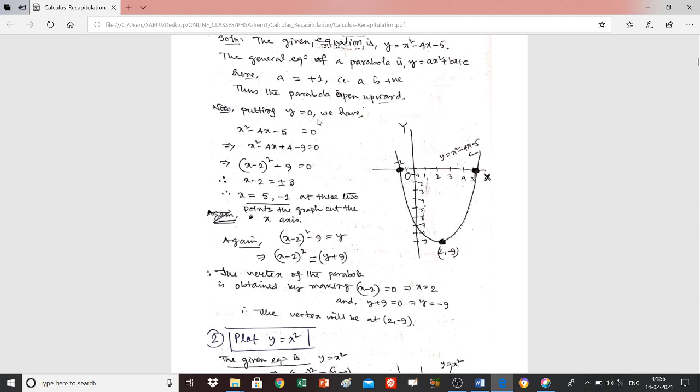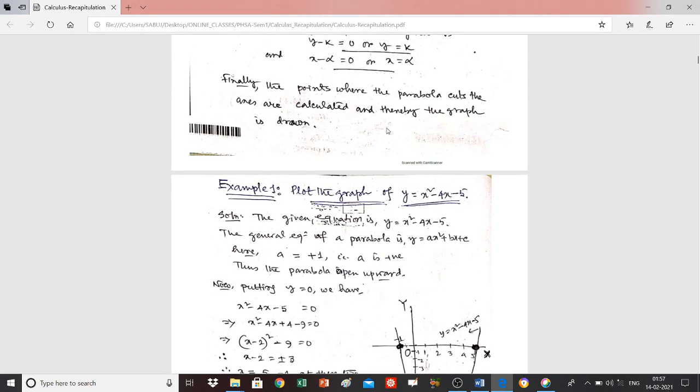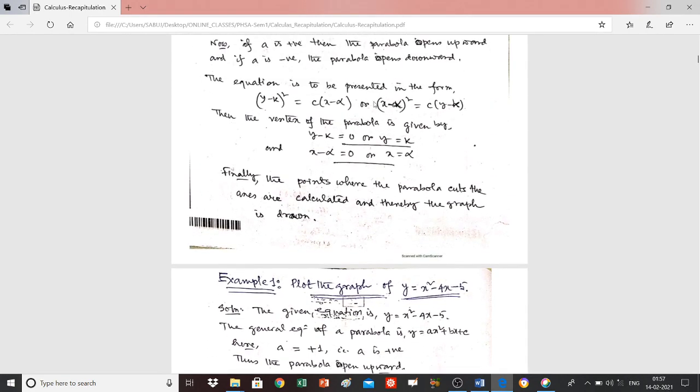So now this equation can also be written in this form. I have actually written this term in this form, so this is nothing but y. So y can also be written this way: y is equal to x minus 2 whole square minus 9. And from here you can also write x minus 2 whole square is equal to y plus 9. So this has the form x minus alpha whole square is equal to c into y minus k.